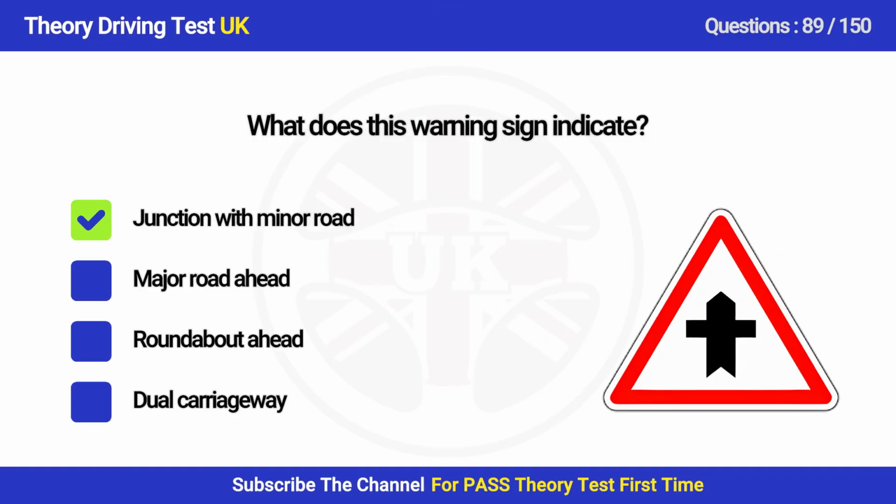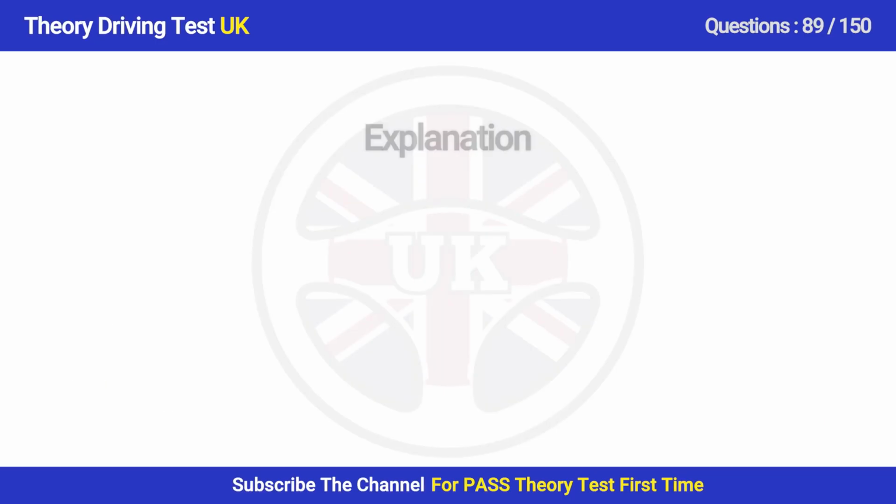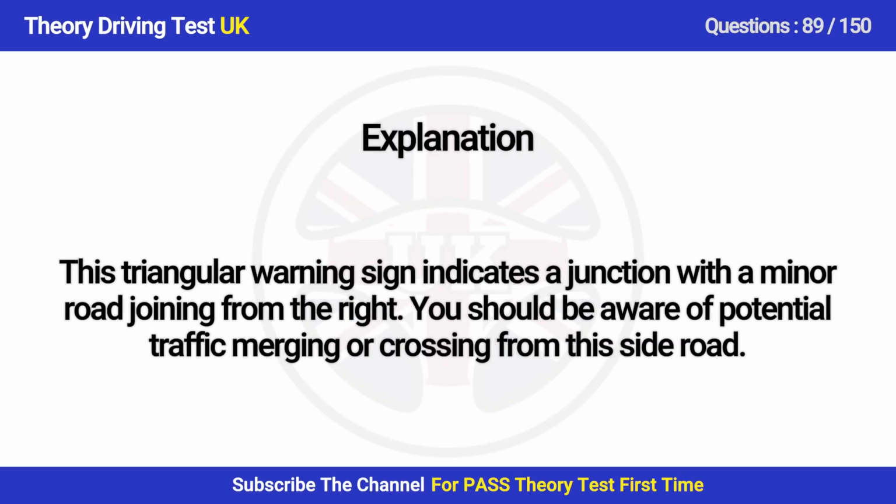Answer is A. Junction with minor road. This triangular warning sign indicates a junction with a minor road joining from the right. You should be aware of potential traffic merging or crossing from this side road.